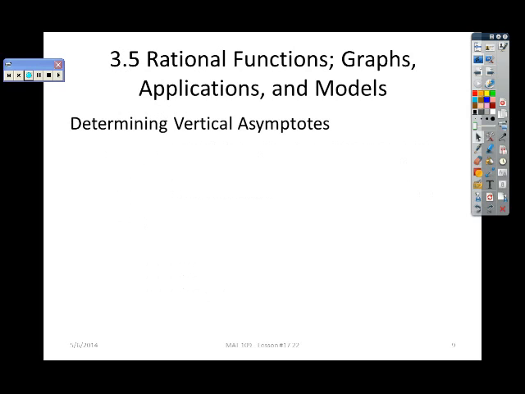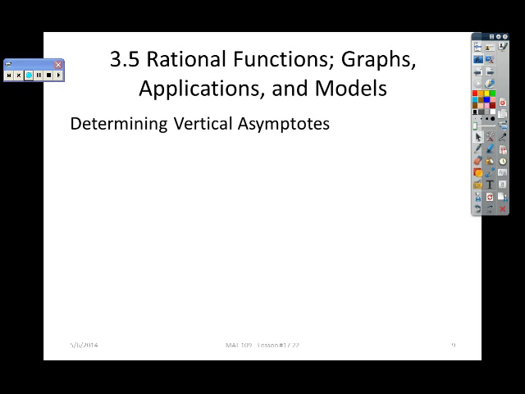So that's what vertical and horizontal asymptotes are. If we're given a rational function, then we will have asymptotes almost all the time. I guess it is possible not to have them, but most of the time you do. So the question becomes, how do you determine where they are? And depending on whether it's horizontal or vertical, you do different things.